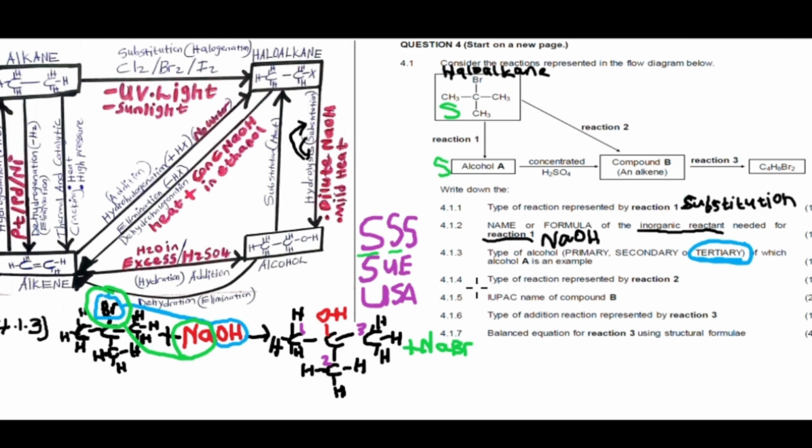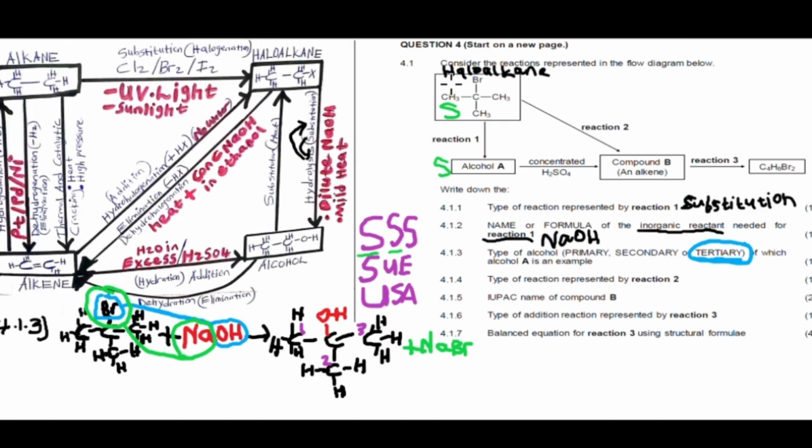Let's move on to question 4.1.4, guys. The type of reaction represented by reaction 2. Whenever they say the type of reaction, you have to refer to the triple S SU USA. Very important, the triple S SU USA. Look at reaction 2. We are only focusing on reaction 2.